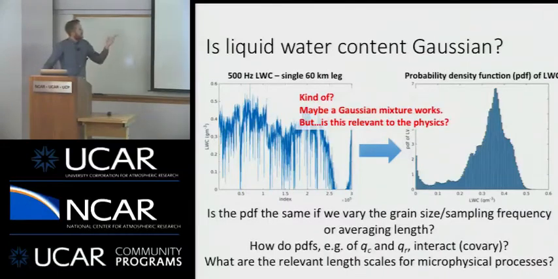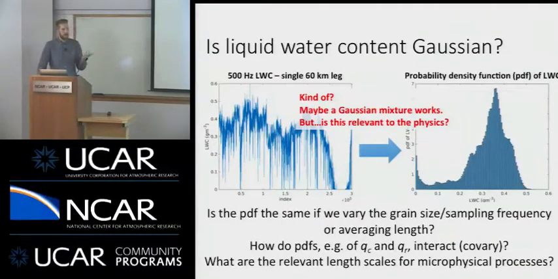The first is, if we look at this PDF, is it the same shape if we vary either the grain size or sampling frequency? Is it the same if we use 500 hertz versus 1 hertz? Or if we change the averaging length, whether we're looking at a 10 kilometer leg or a 60 kilometer leg? Furthermore, how do different PDFs of fields that we care about covary or interact?